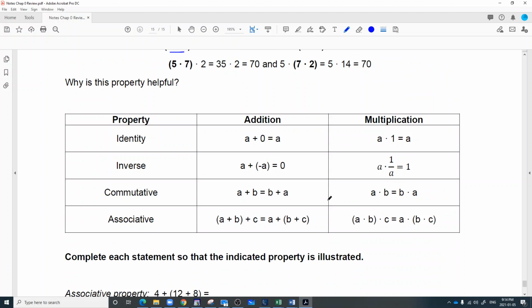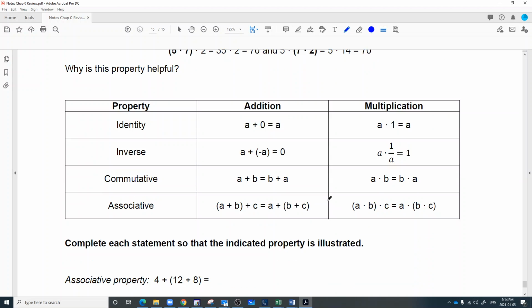So just as a summary, there are 4 properties that I've listed here, plus one more. There's distributive. I never put it in here because the distributive property doesn't have an addition and a multiplication property. It's just distributive. So there's 1 and then 2, 3, 4, 5 properties that you're responsible for.